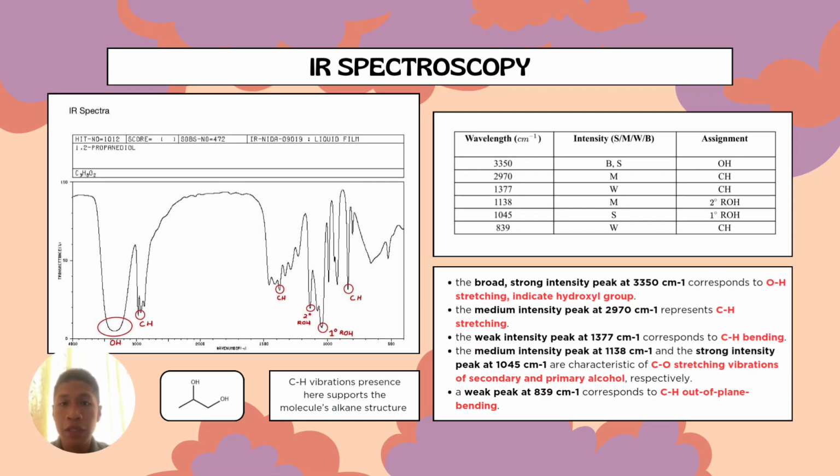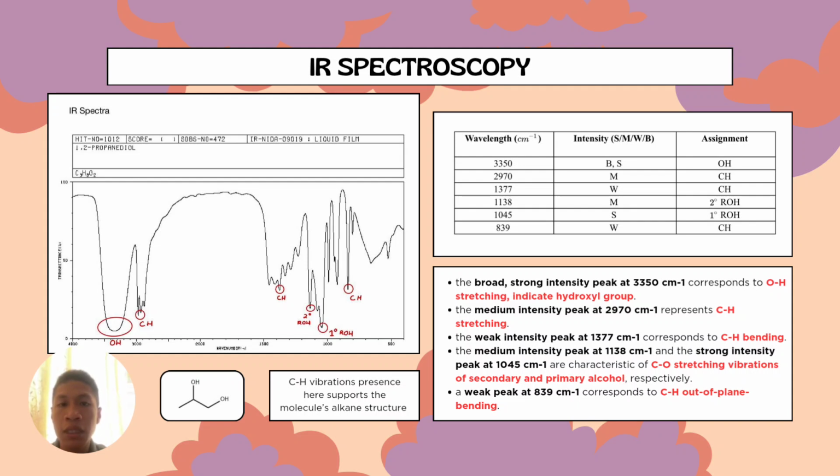We will start with the first spectroscopy, which is IR spectroscopy. As we can see on the graph, there are a number of peaks that we can observe, which are 3350, 2970, 1377, 1138, 1045 and 839. This FTIR spectrum of propylene glycol reveals key functional groups through distinct absorption bands.